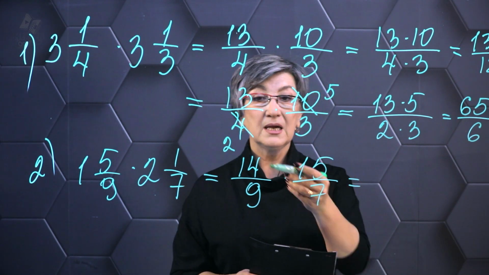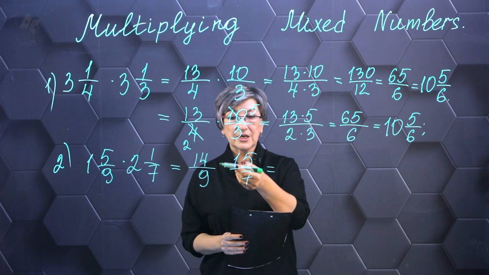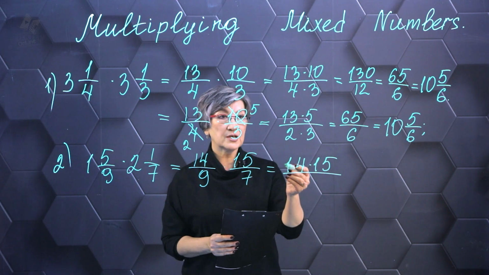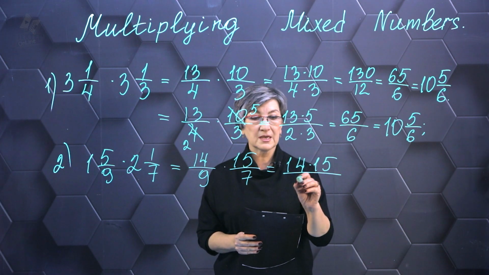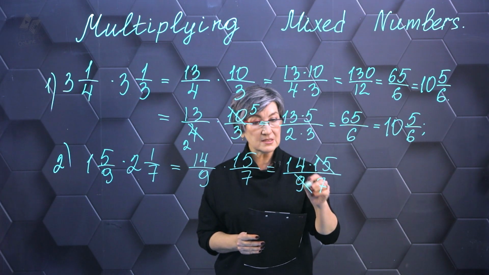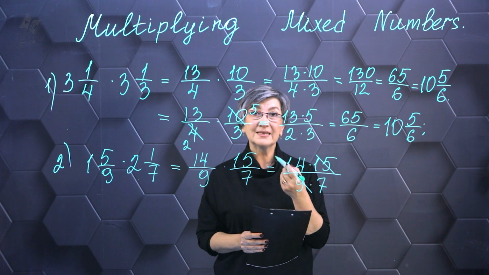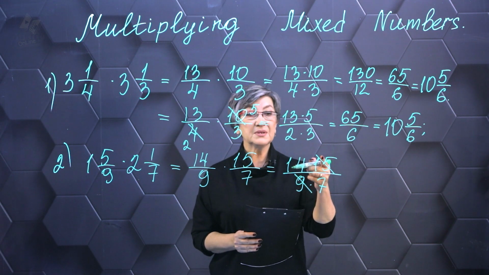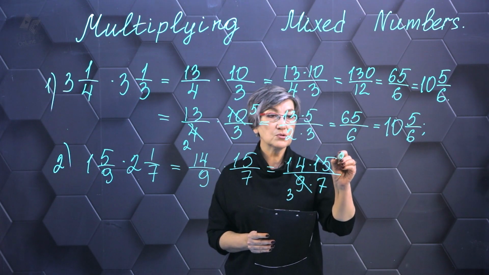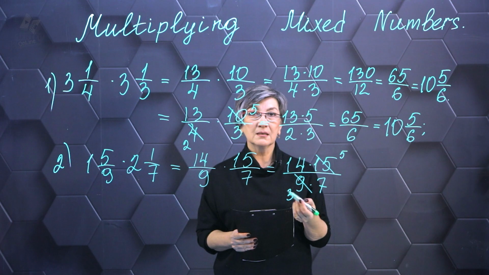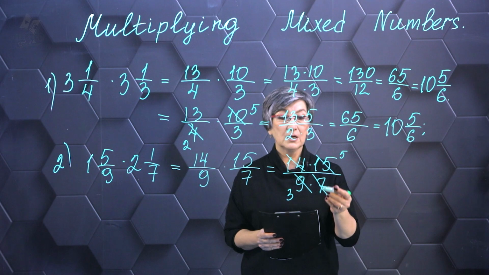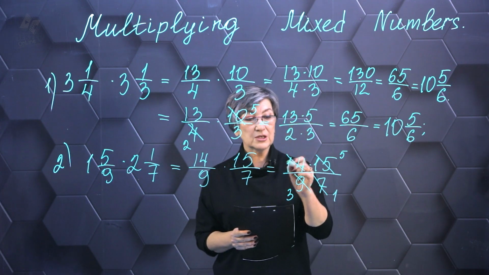Now, if you don't feel comfortable writing it down and abbreviating it that way, fine, write it down by multiplying the numerator by the numerator, so 14 times 15 and 9 times 7, and only then reduce. 15 and 9 are 2 numbers that divide by 3. 9 is divided by 3 and 15 is divided by 3. This division results in a 3 here and a 5 here. But this is not the only pair that can be reduced. 14 and 7 divided by 7. 7 divided by 7 is 1 and 14 divided by 7 is 2.